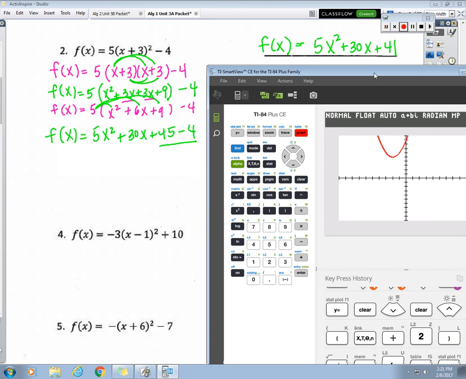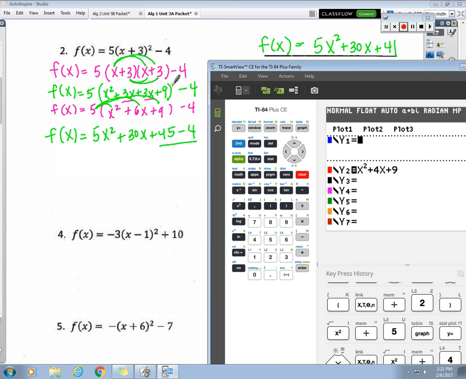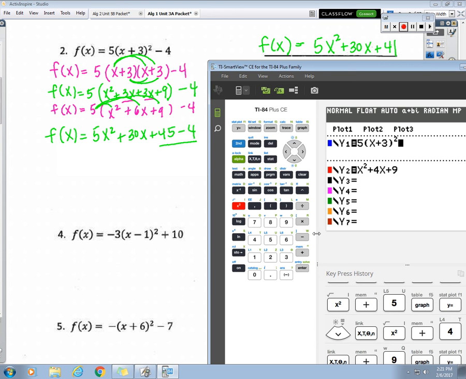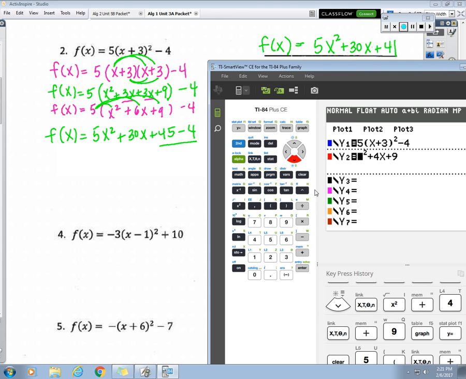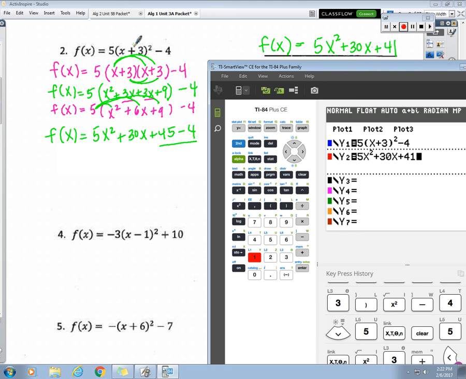I'm going to graph them both, so watch, and then I'll give you time to copy. Y equals 5 times x plus 3 squared minus 4. And then I'm going to graph the second one once I changed it over to standard form. 5x squared, let me put it first. 5x squared plus 30x plus 41. Now remember, the first thing, the vertex form of it is going to be graphed in blue, and then the standard form is going to graph in red, so watch it.